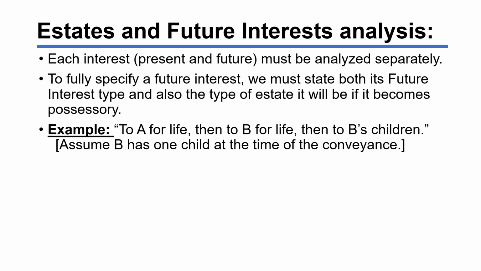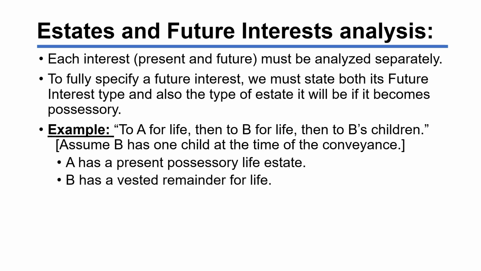The example says that O, the owner, conveys to A for life, then to B for life, then to B's children. Let's assume that B has one child at the time of the conveyance. Well, we need to identify each interest. The first interest is A, and A has a present possessory life estate. The next interest is B, and B also has a life estate, but it's not a present possessory interest because it doesn't take possession until A dies.